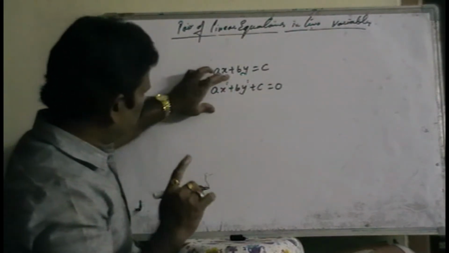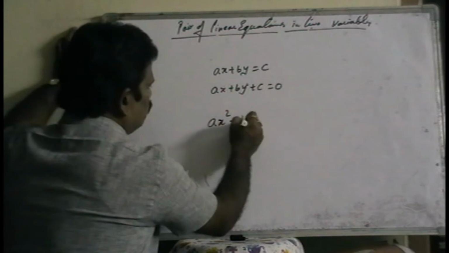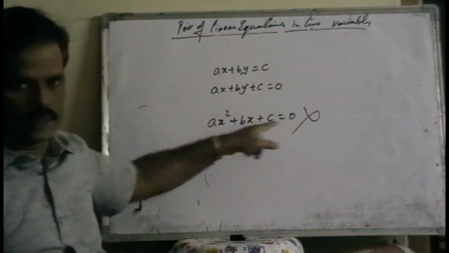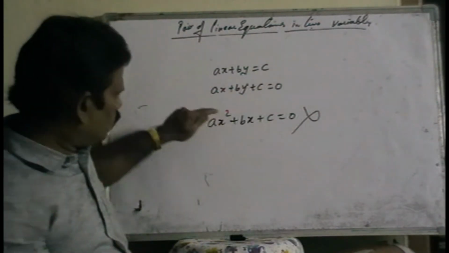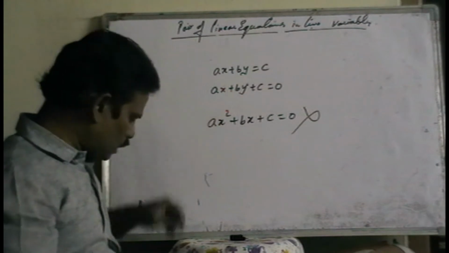That is very important. If it is ax square plus bx plus c is equal to 0, now it is not a linear equation, it is a quadratic equation. Why? Because the highest power is two, that means a second degree equation. So it is a quadratic equation.